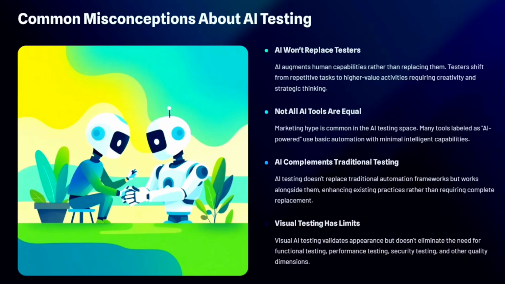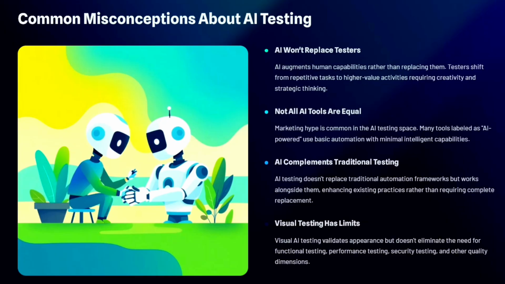And also, we have lots of tools in the market that are AI powered, but they only provide basic level automation and minimal intelligence capabilities. We need to have a good tool that has good AI efficiency.